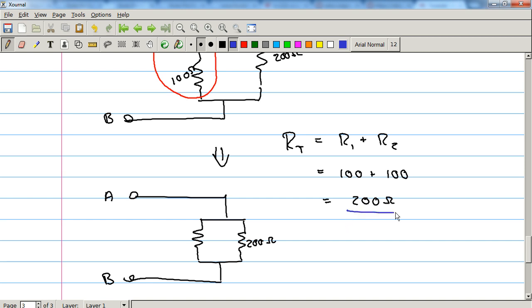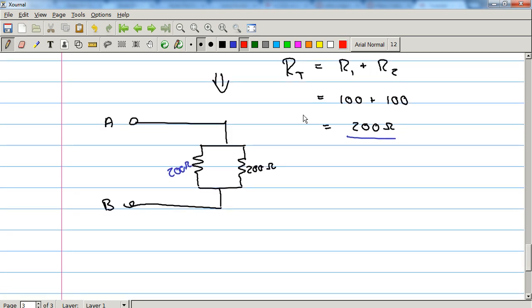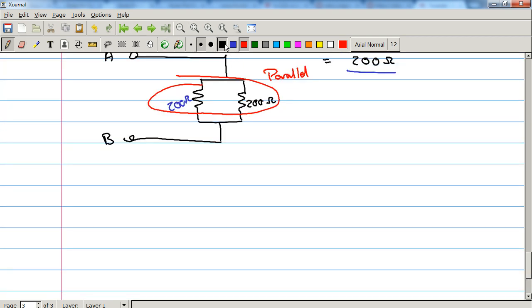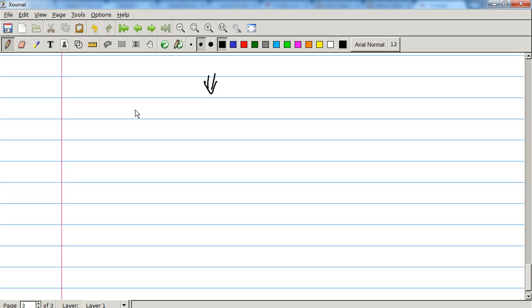And I'll write this in blue so that you know that's what we solved. There we go. Okay, so now what? Now we've got one in parallel with another one, so what we can do is take these two, say these are in parallel. And we can reduce this down again to one resistor.